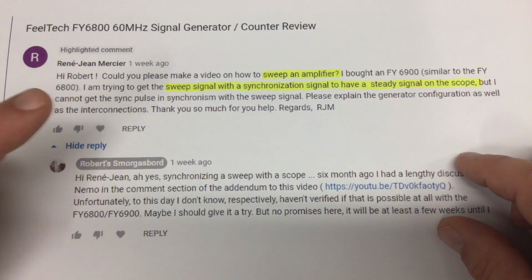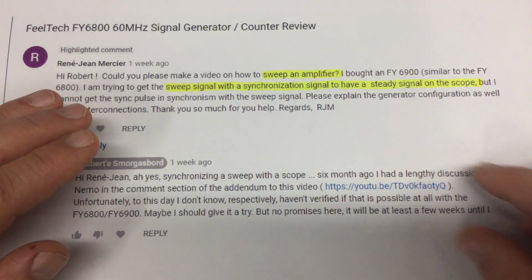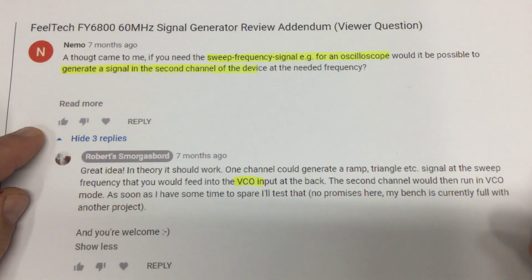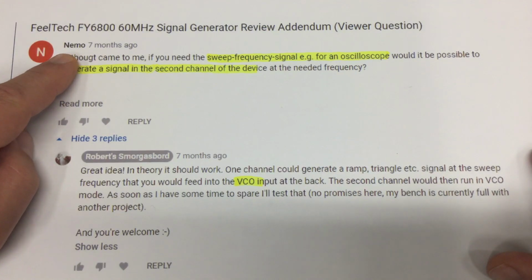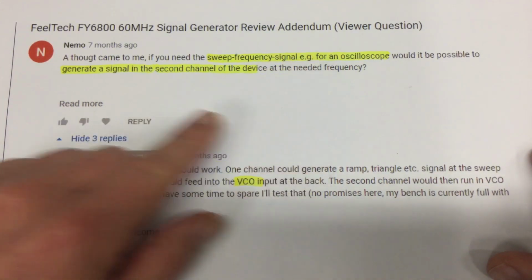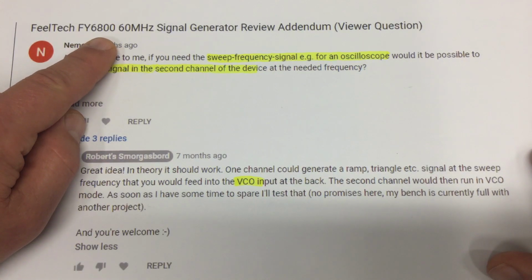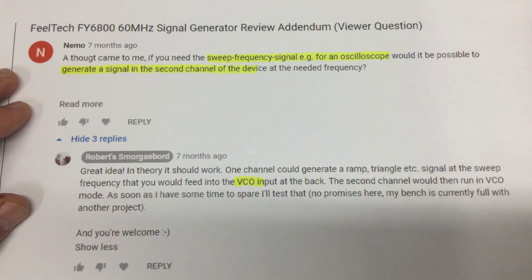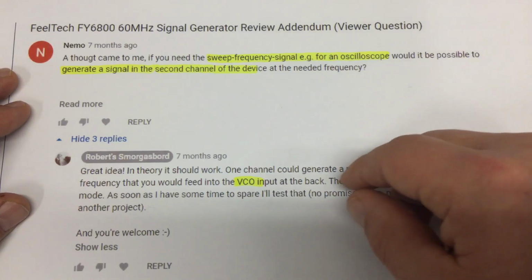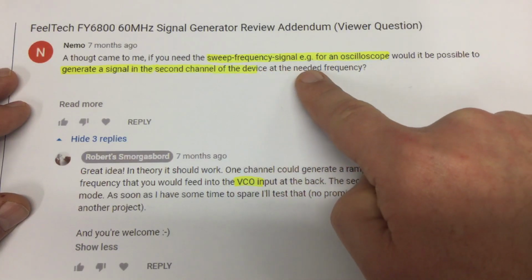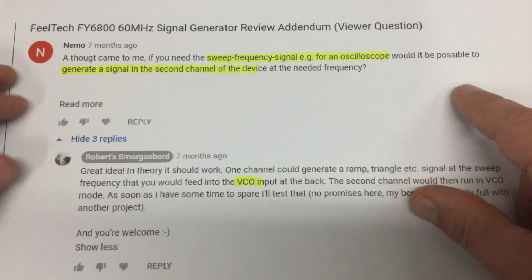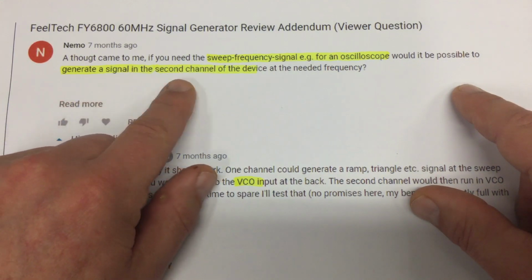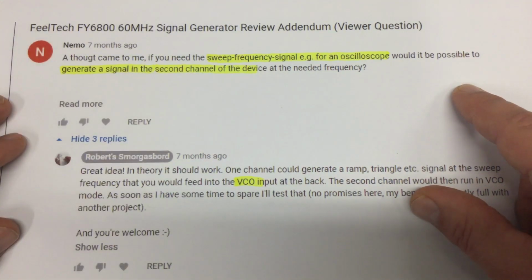And there was a second comment from 7 months ago. That was a lengthy discussion. There's more down here with Nemo regarding the addendum to the FY6800 review, also card link. He basically had the same idea. Okay, you need a sweep frequency signal for an oscilloscope, and would it be possible to generate some sync signal using the second channel of the device?